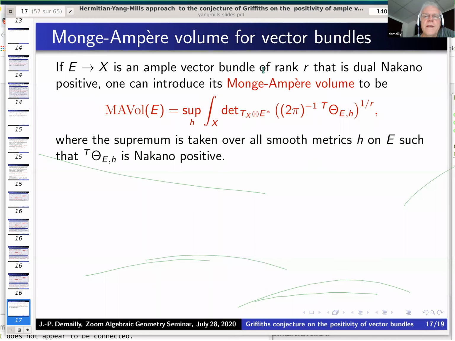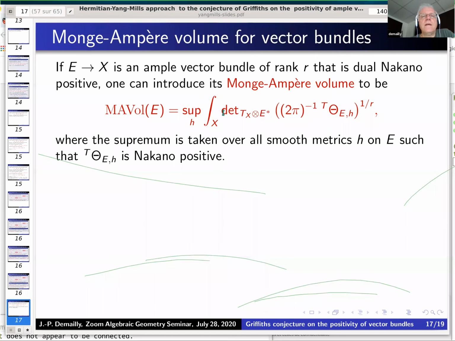And in a similar way, you can introduce some sort of intersection number for vector bundles, which I call the generalized Monge-Ampère volume of the vector bundle. So we have this top (n,n)-form, which is given by a determinant of the curvature tensor. In that case, you really have to put 2π to get the appropriate value. And then you integrate that positive (n,n)-form on X. Of course, to get something positive, you have to assume that E is dual Nakano positive. So if you can solve the big conjecture I mentioned at the start, it will suffice to assume that E is ample. But here, because I don't know, I assume that E is dual Nakano positive.